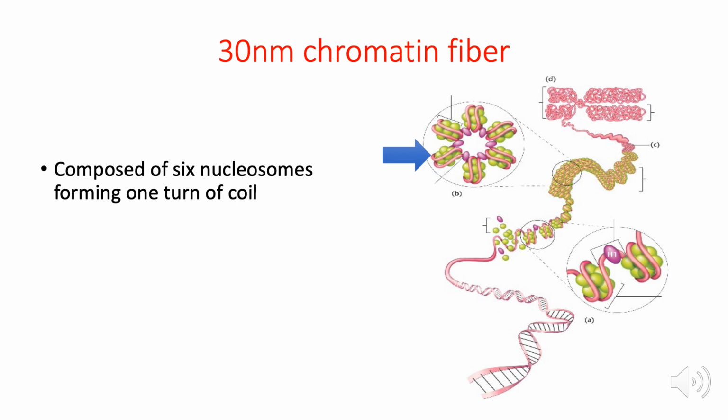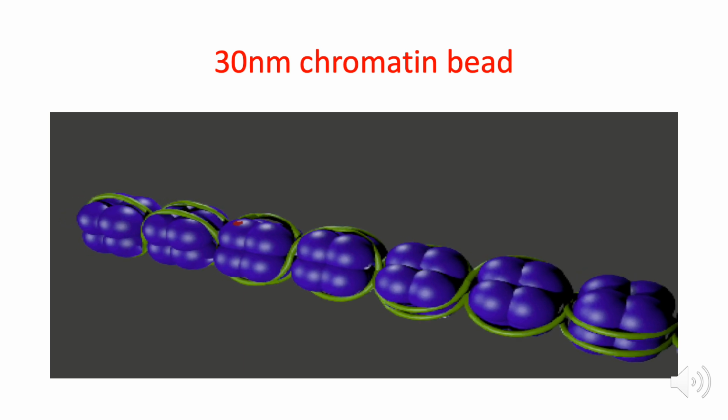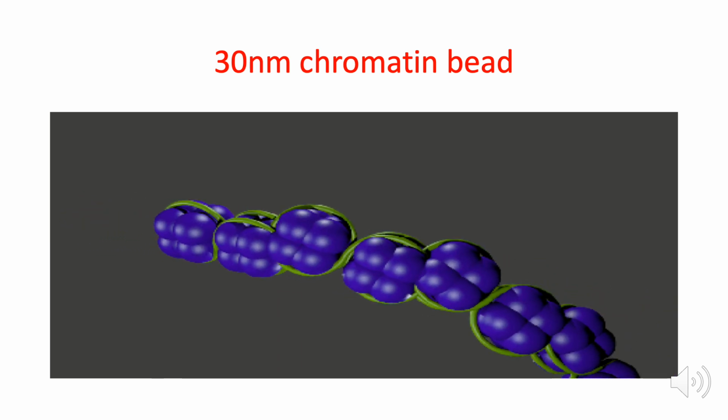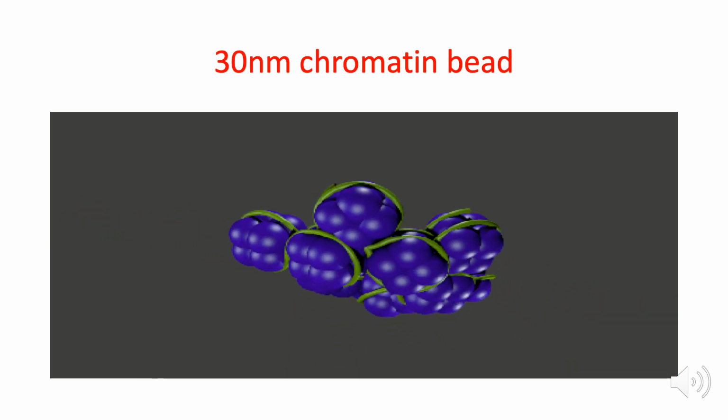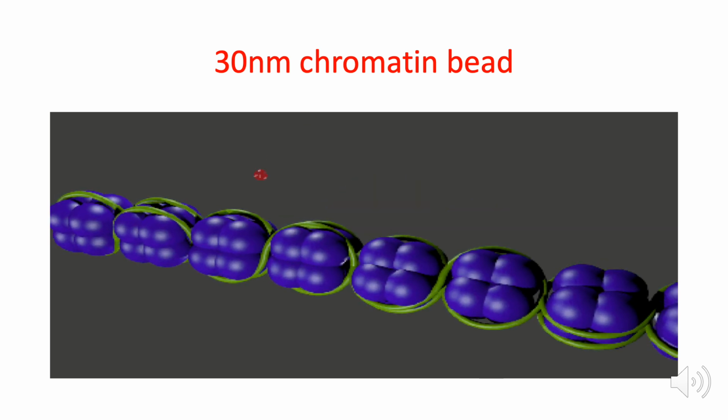So how do we form this 30 nanometer chromatin fiber? Take a look at the next PPT slide. This is how we form the 30 nanometer chromatin bead. So you get 6 nucleosomes, then you make them rotate on each other, then you will now have a 30 nanometer chromatin bead.